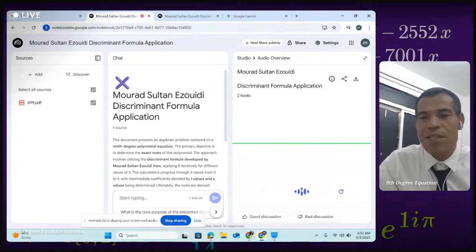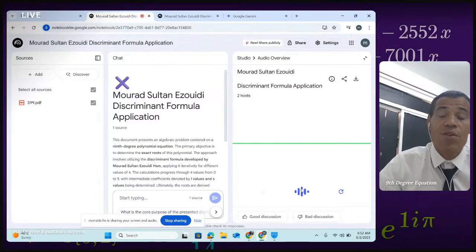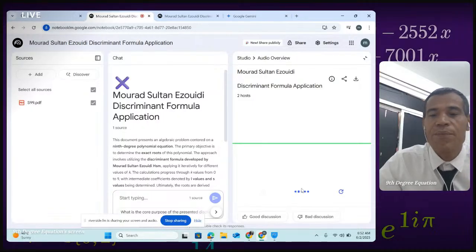Okay. As we found the x roots now, we try to find 9 exact symbolic roots for the original 9 degree equation. Okay, it's easy now.